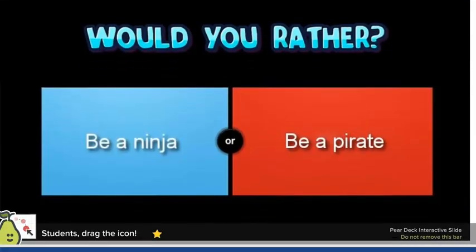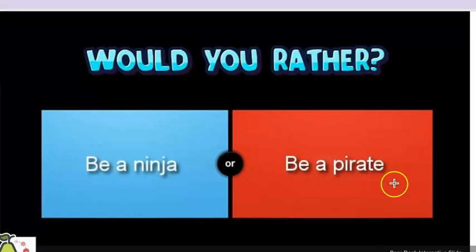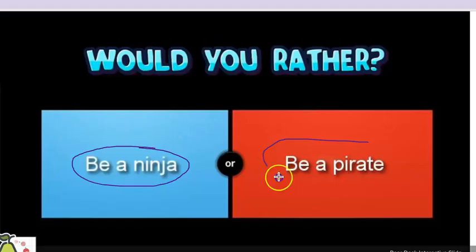If we move this into Playposit, let's just take a poll. Left over from COVID. Would you rather be a ninja or a pirate? You can make your choice and tell me why.